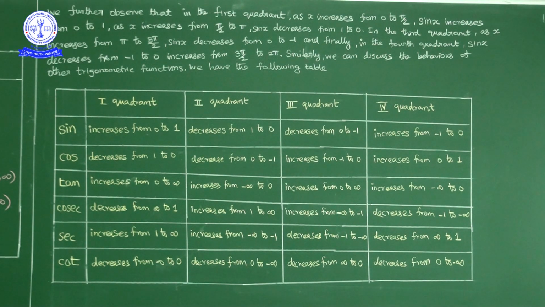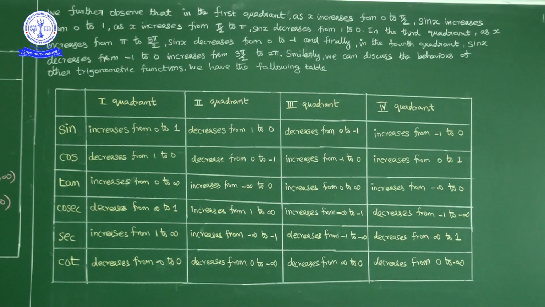Okay. Now as we move further, as x increases from 3 pi by 2 to 2 pi, cos x increases from 0 to 1. Now if you observe here, in first quadrant and fourth quadrant, cos is positive. So cos x is positive in first and fourth quadrant. Okay. Cos is negative in second and third quadrant.